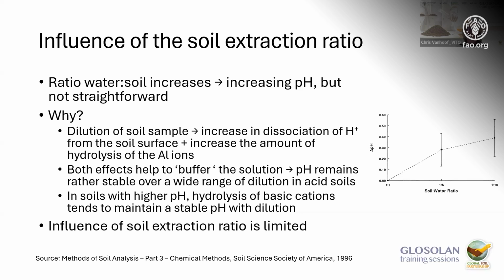In soils with a higher pH, you also get hydrolysis of the basic cations, and these also have an impact on the pH, and you get a more stable pH with dilution. As you can see in the figure that was described in Methods of Soil Analysis, you have a 1-to-1 dilution, a 1-to-5 dilution, and up to a 1-to-10 dilution, and you can see it has not a linear impact. Here the difference in pH is only 0.1. So it has a limited impact if you apply a different dilution factor.